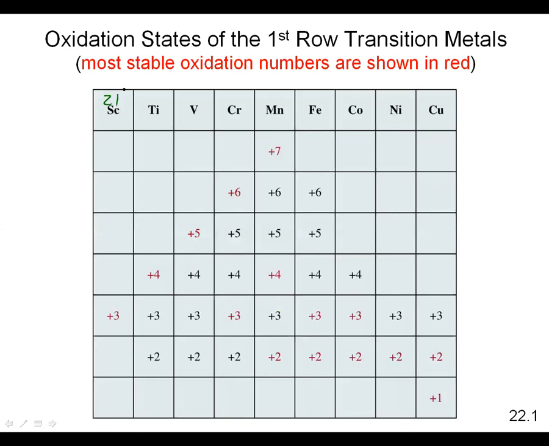The most common ones here are in red. So as you can see, in general, as you go across the transition metals, most commonly +2s and +3s are very common. But you do see a rise toward the center in common oxidation states, heading from +3 to +7. And then it comes back down on the other side.